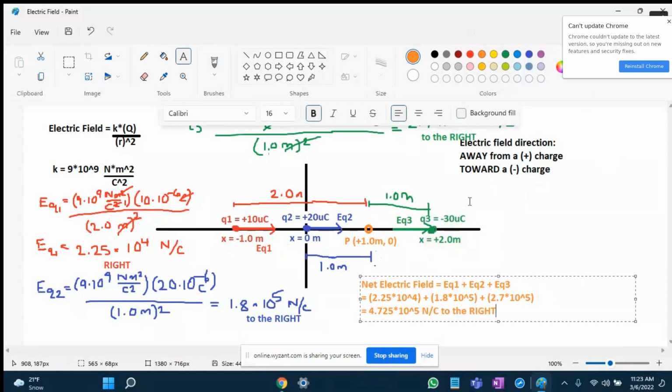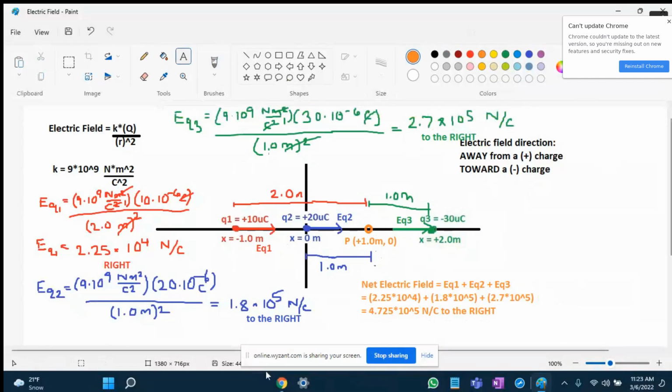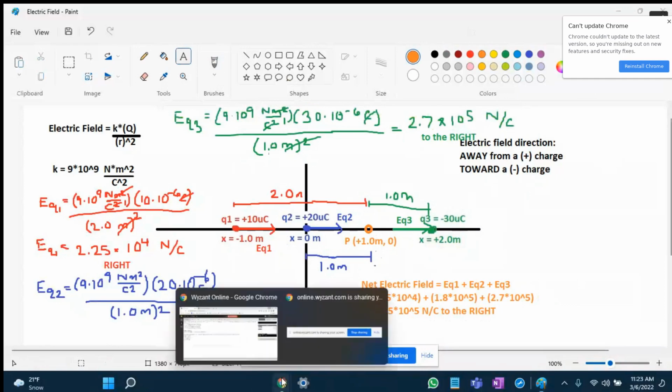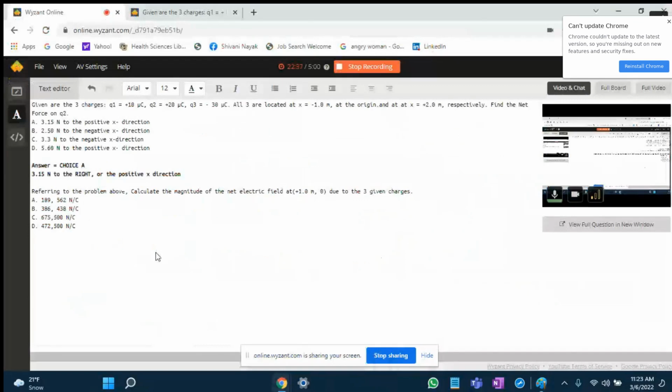Now let's see what our answer key says. We ended up with 4.725 times 10 to the 5. So the answer would be choice D.